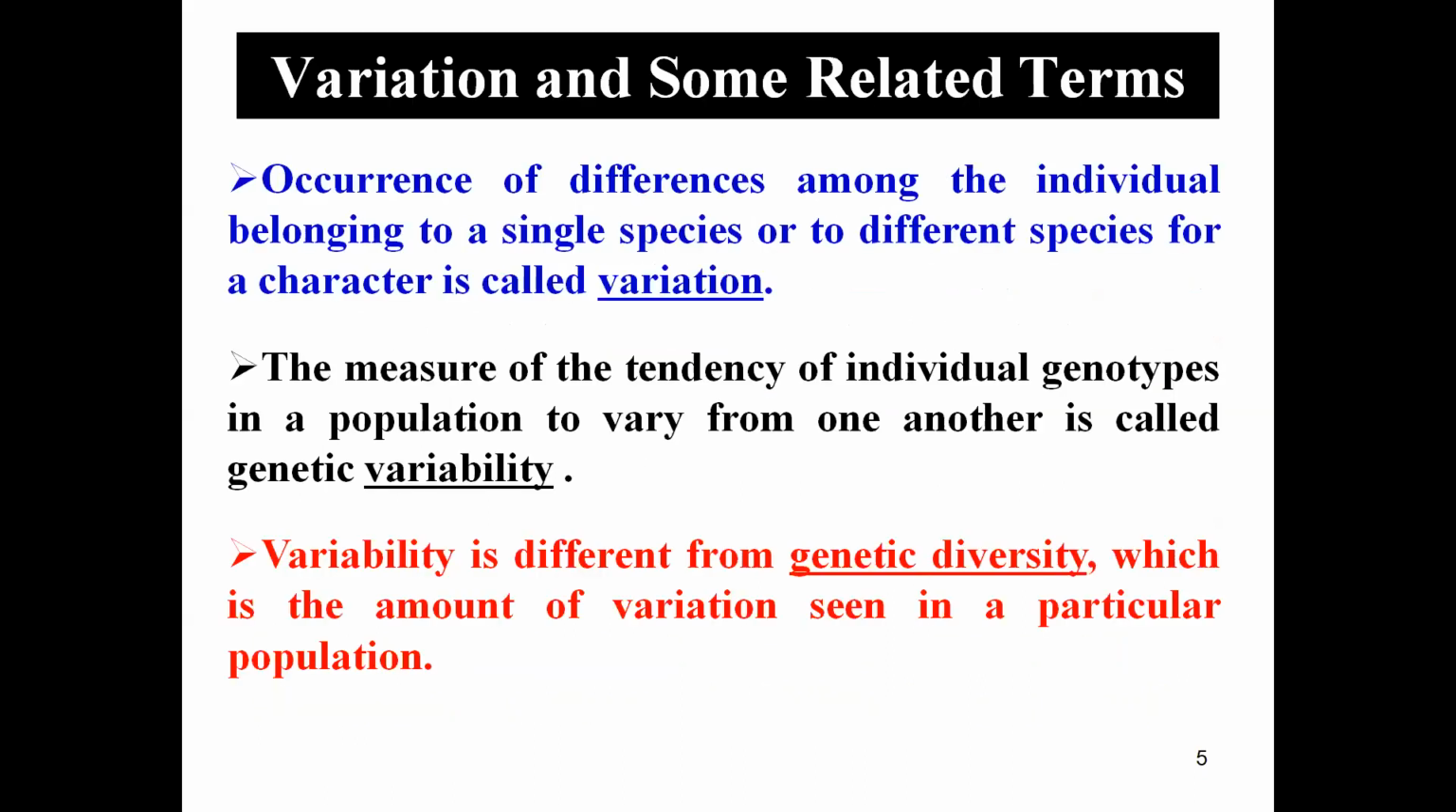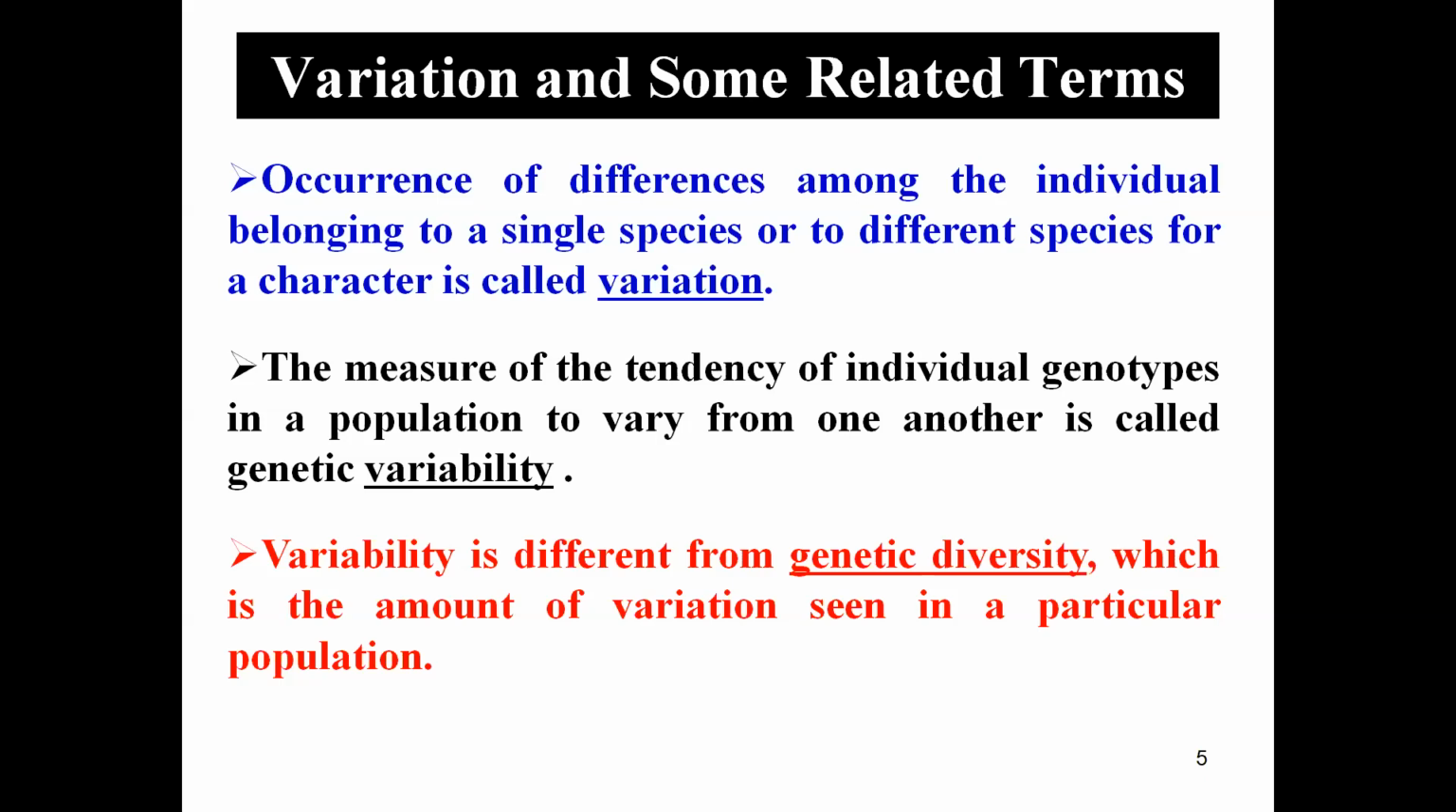So the proper definition of variation is the occurrence of differences among the individuals belonging to a single species or to different species for a character. This is called variation. Generally, it is for a single species, but in some cases, it may also go to different species. For example, Triticum aestivum, Triticum durum, these are related species. We can study the variation there also.